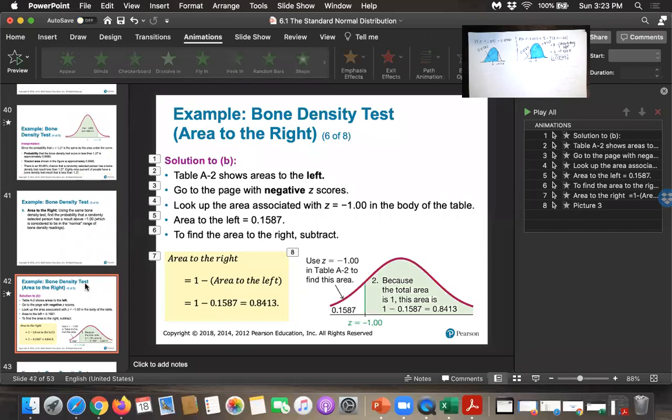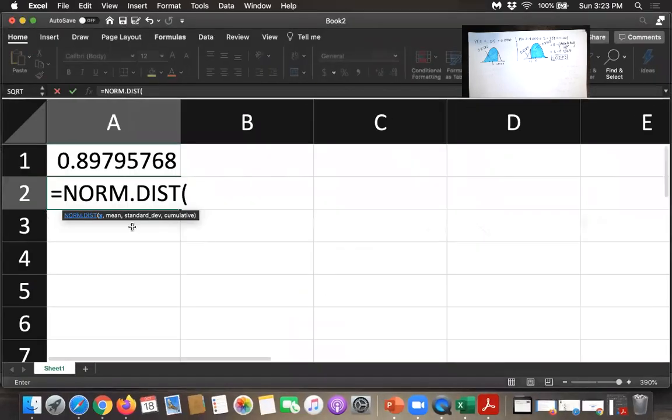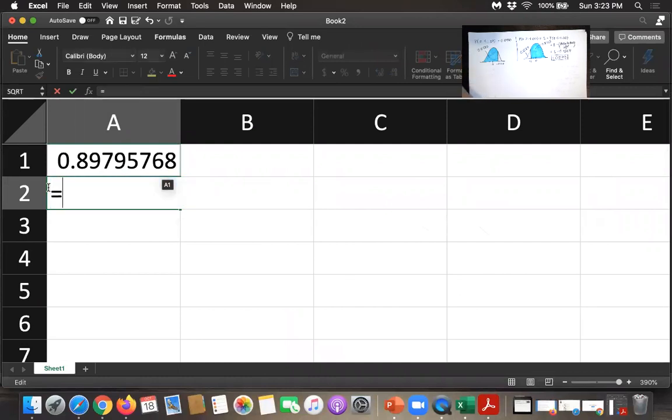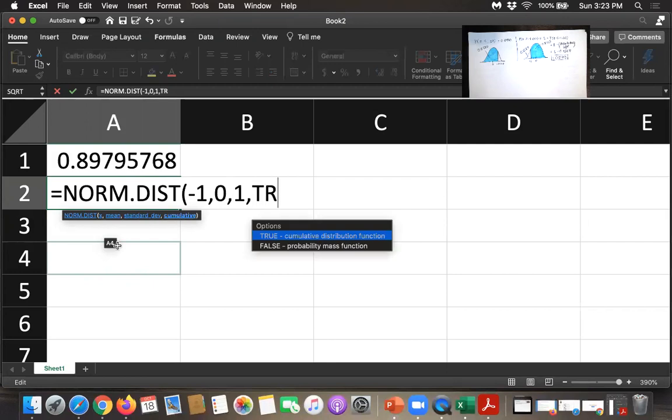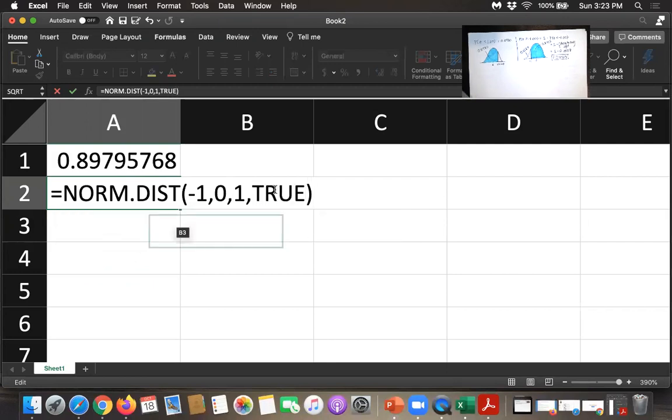Now, we could also do the same thing in Excel. Let me show you how we would get that same value. We'll type equals normal distribution. It doesn't really matter the case. You can use uppercase or lowercase letters. We want Z equals -1 for a mean of 0, standard deviation of 1, and we want true for cumulative. That means we want the area to the left. So this is the Z-score, the mean of that normal distribution, the standard deviation, and then true for yes, we want cumulative area to the left.